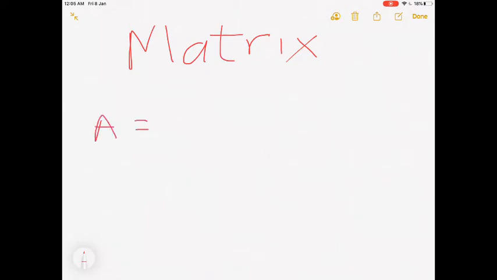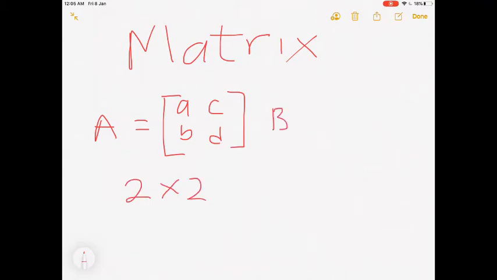A, which has the members A, B, C, D. It's an arrangement of elements, and this is a matrix called a 2 by 2 matrix. Another matrix B with elements A, B, C, D, E, and F is also a matrix, but this time it is a 3 by 2 matrix.